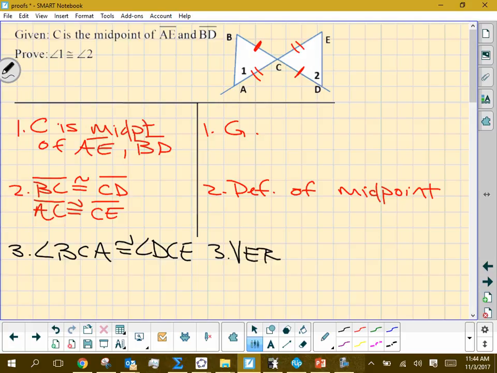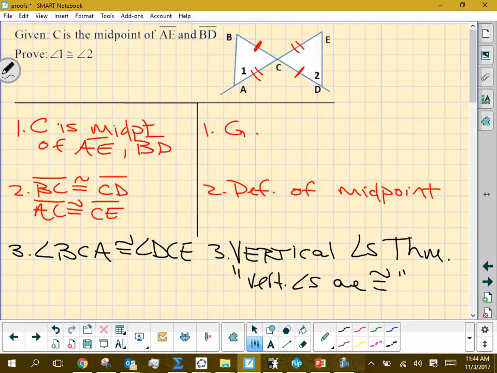A lot of people will say, I get this wrong, and usually I give them credit for it, and I just tell them to be careful. But a lot of people say definition of vertical angles. If you were to look up the definition of vertical angles in the back of the book, it says nothing about congruency. The vertical angles theorem basically says vertical angles are congruent. That's what the theorem says.